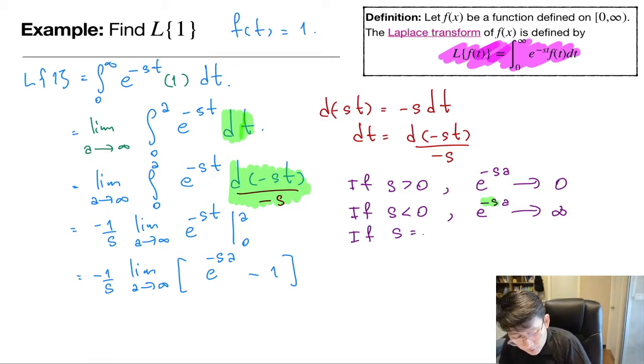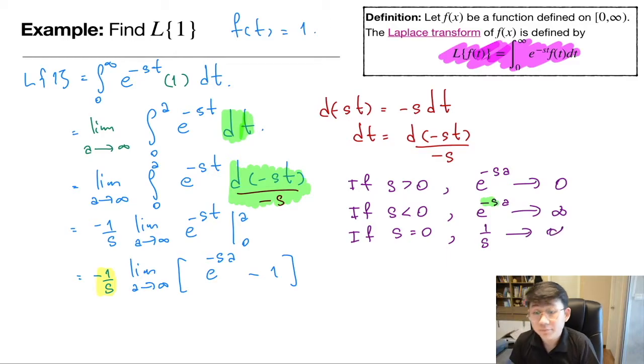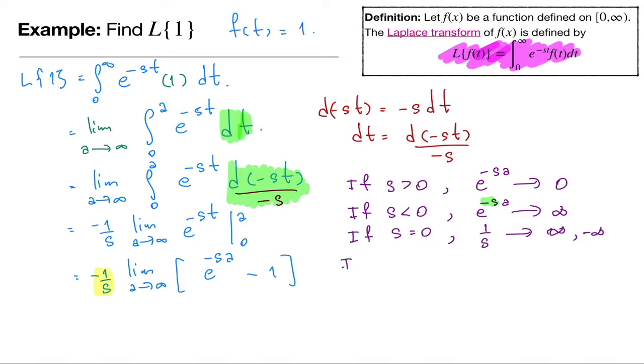If s is 0, you have 1 over s here. So 1 over s would go to infinity, right? It goes to infinity or minus infinity. We don't even know that, right? Because it depends on whether s approaches 0 from the right-hand side or from the left-hand side. So we can say that it converges only if s is positive, right? It converges to 0 only if s is positive, which means that this integral is minus 1 over s times minus 1, which is 1 over s when s is positive.